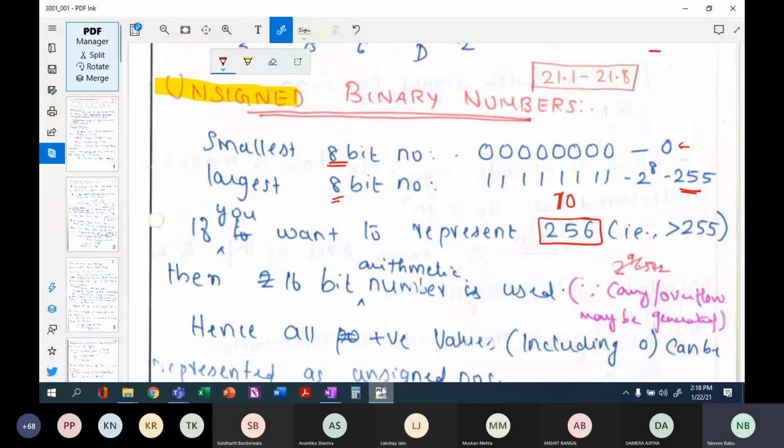So that is the same reason here. If you want to represent 256, then you will have to go for a 9-bit number. Normally, in computers, we operate with 2 power 8, 2 power 9, etc. So you have to consider 2 power 9 to represent the value 256.